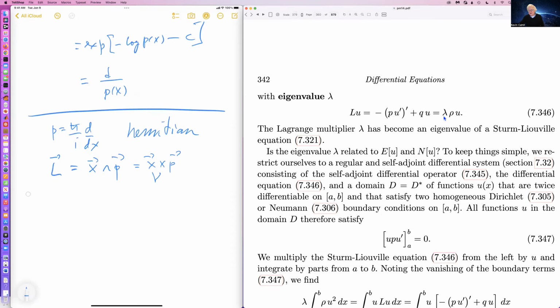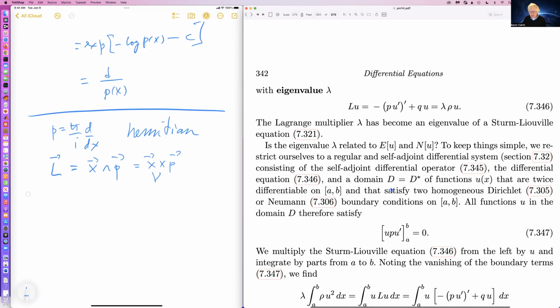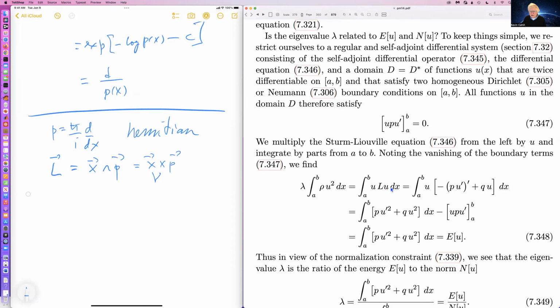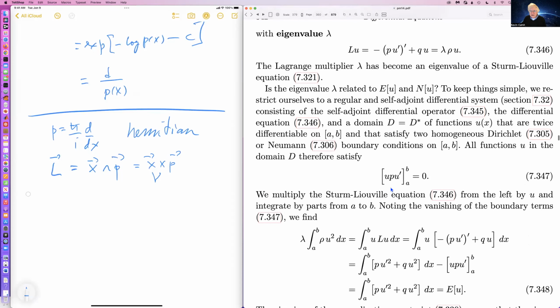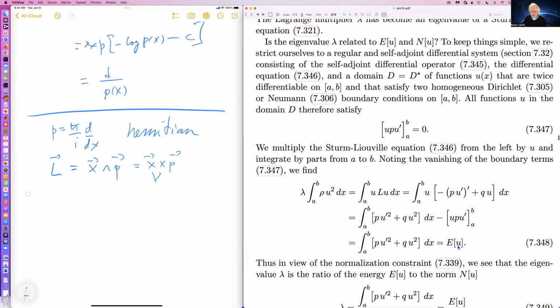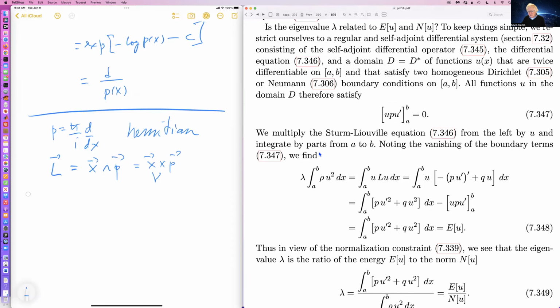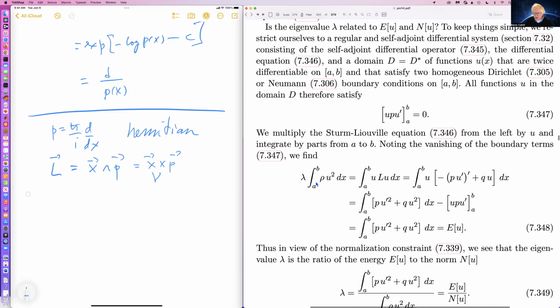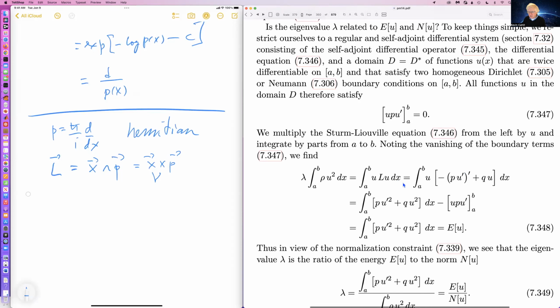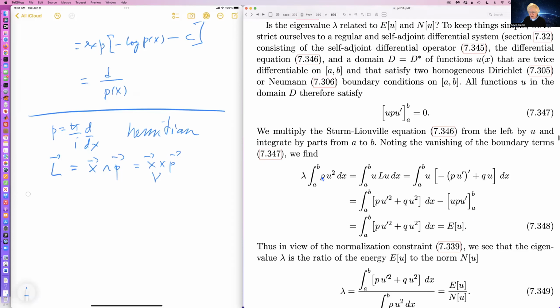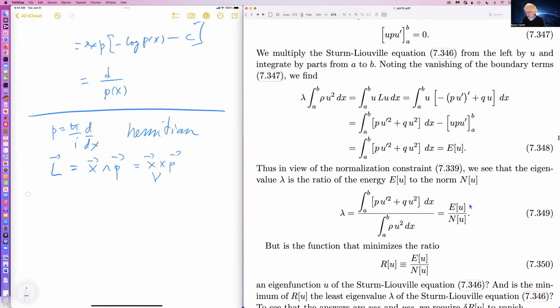Now, how is lambda related to other things? Well, it turns out lambda is the ratio of E to N. So we take the normalization integral and multiply it by lambda. We have a solution of the differential equation, so we can integrate by parts twice, and lo and behold, we get E. So E and N, and this tells us that lambda is the ratio of E to N.